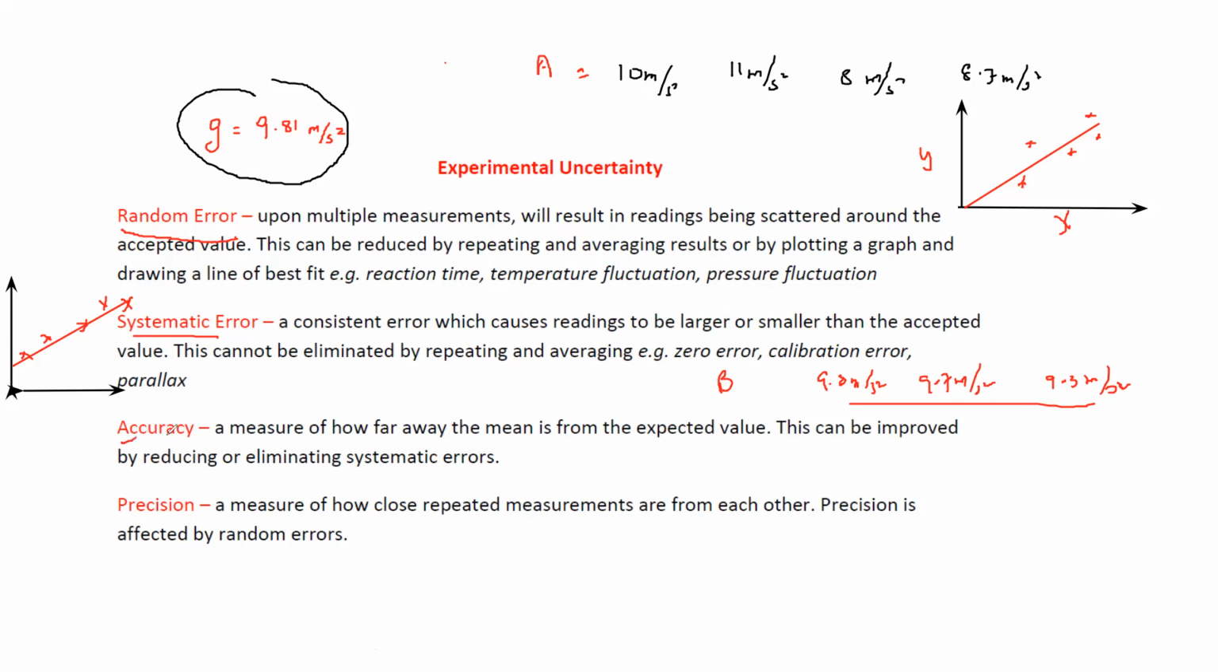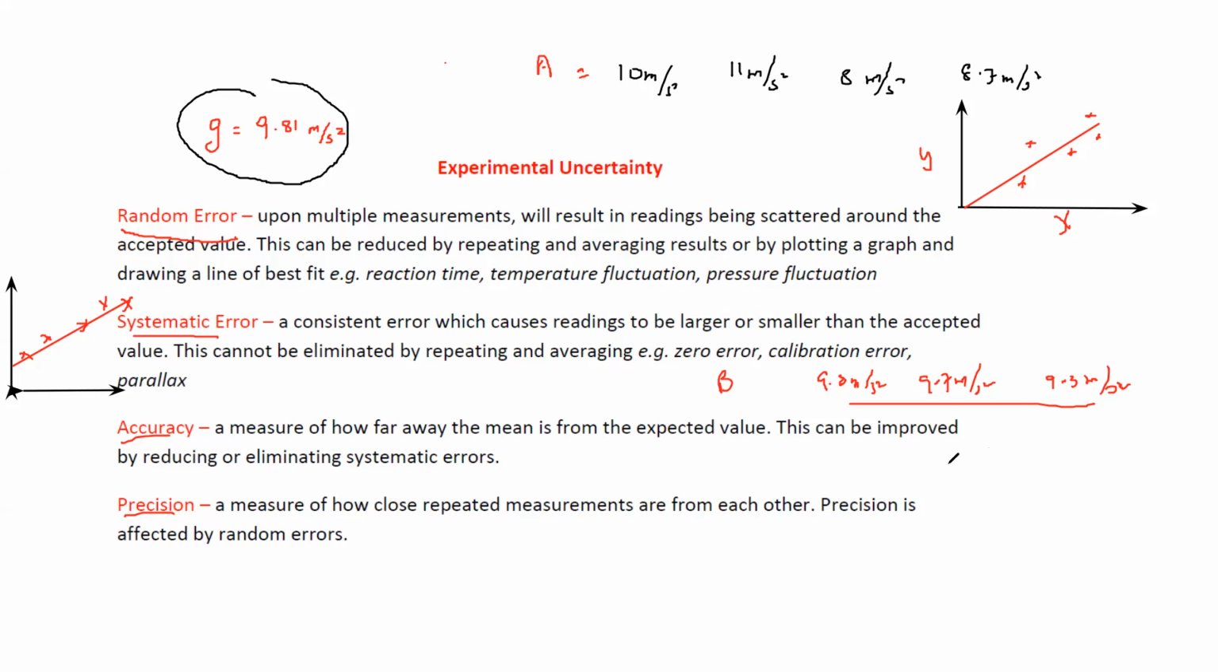Then what is the difference between accuracy and precision? The term accuracy shows a measure of how far the mean is from the expected value. So our average result, how far it is from the expected value, we call that accuracy. This can be improved by reducing or eliminating systematic error. So if we remove systematic error, we can have more accurate results.